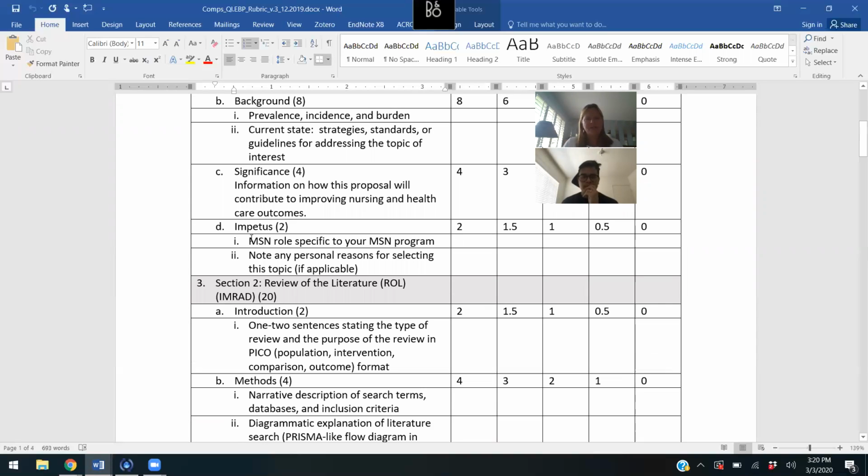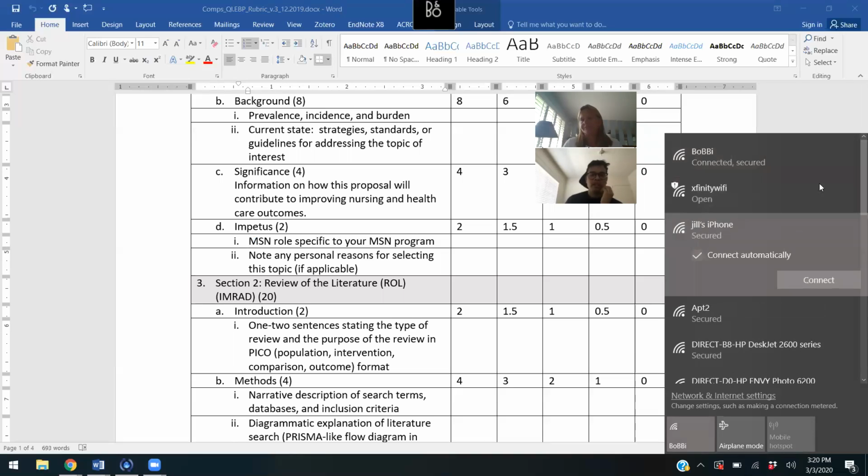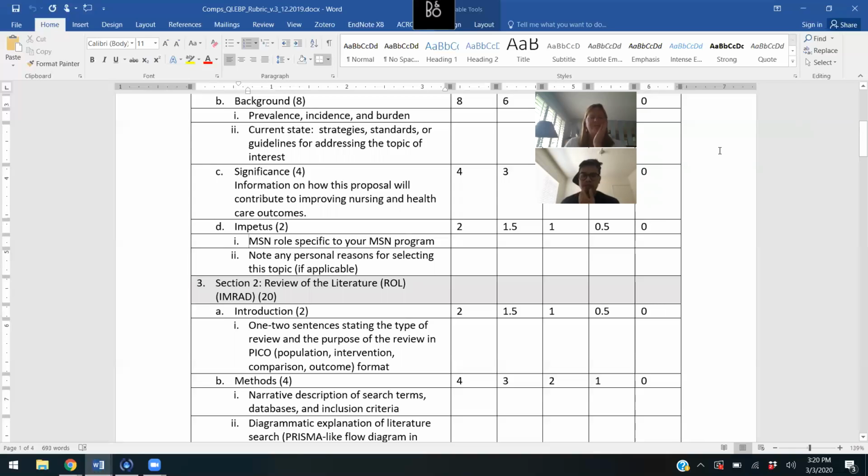So here, you see this part here, the MSN role specific to your program. So it's there again. So it's really there 3 times. This kind of throws me off. And then I guess that's why, I know you were questioning why I put the role of my APRN here, and that you should put it somewhere else. The reason is because I was basically going down the rubric one by one. But like you said, if I covered it, then I don't have to repeat myself. Yep. And this really should be under impetus.